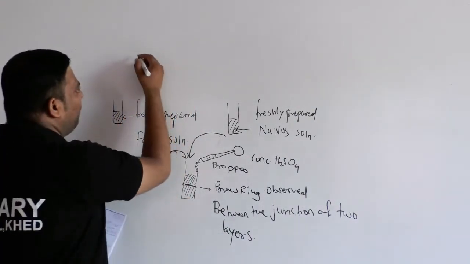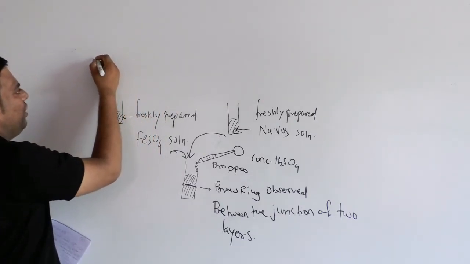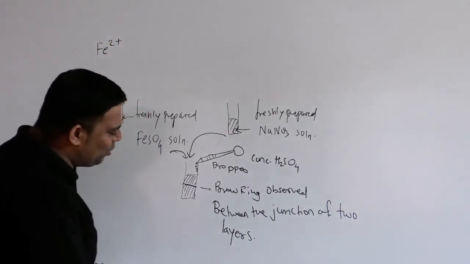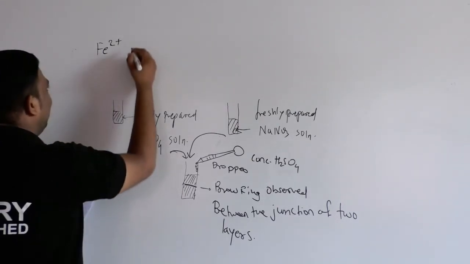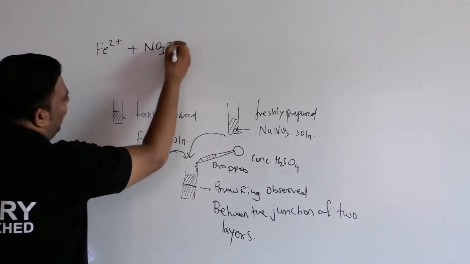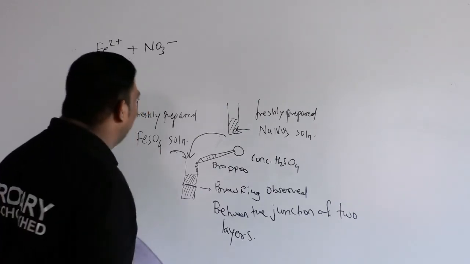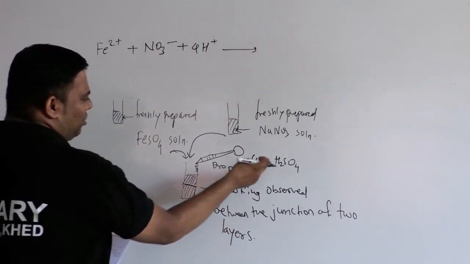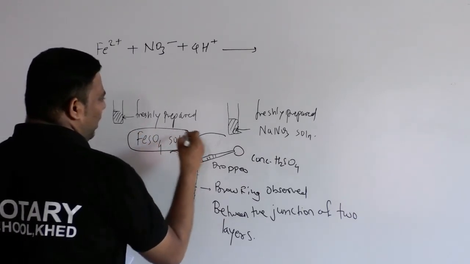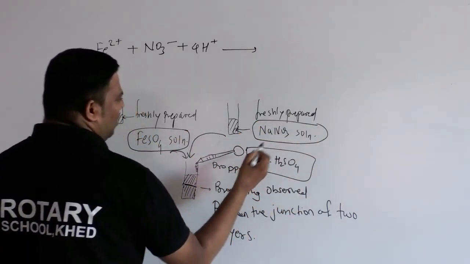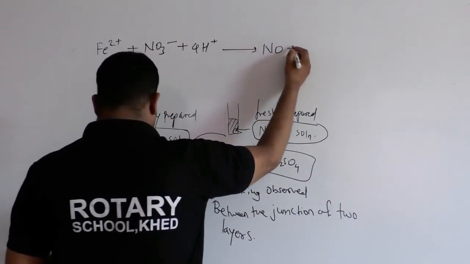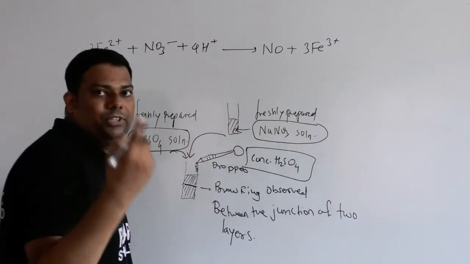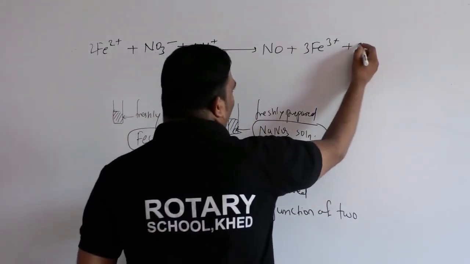First we took Fe2 plus, and this Fe2 plus we got from the FeSO4 solution. Now we add NO3 minus, which we prepared separately as NaNO3 solution, and 4H plus, that is the concentrated H2SO4 we added. These are the reagents, and you will get the product NO plus. It will oxidize the iron: Fe2 plus is converted into Fe3 plus, which you know well, plus 2H2O. This is our reaction.